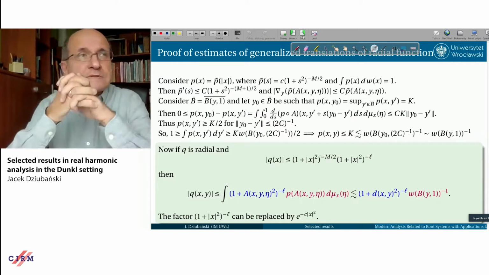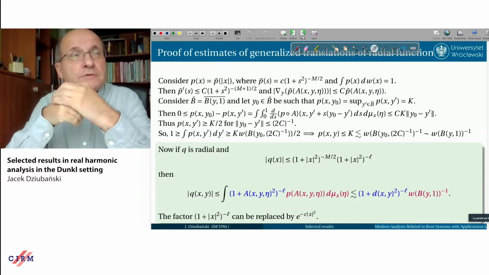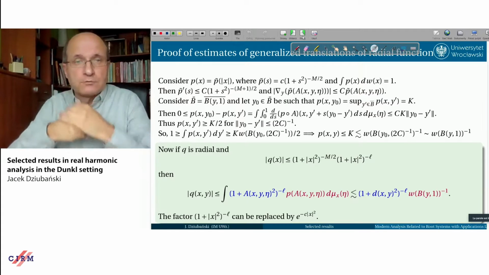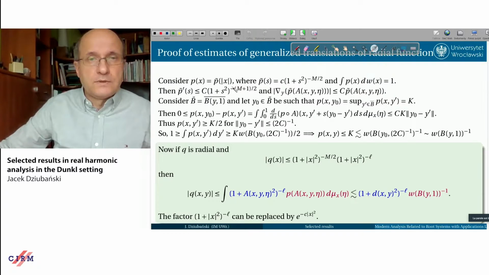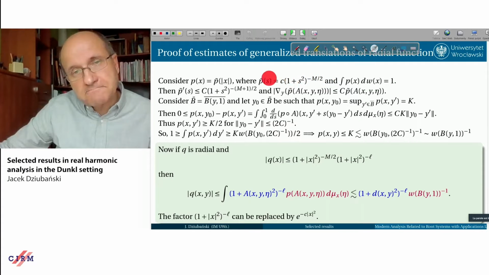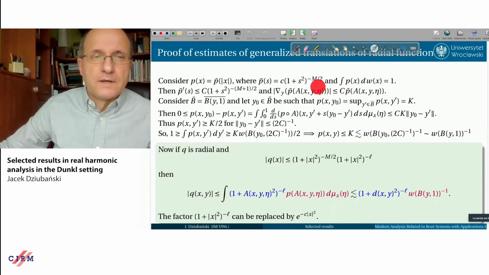Okay, now I will try to sketch the proof of the inequality which replaces t to the negative n over 2 by the volume of balls. How do we do that? Because the proof is actually very, very simple. So consider a function p tilde, which looks like the Poisson semigroup on the real line, and a is a pretty large number. And consider a radial function which is defined by the formula p tilde of x. We may normalize it such that the integral of p with respect to the measure w is 1.